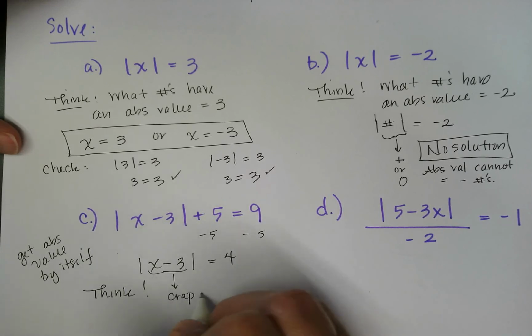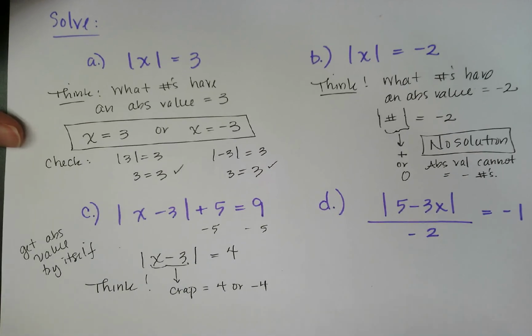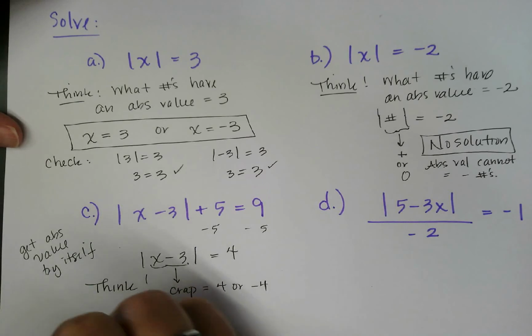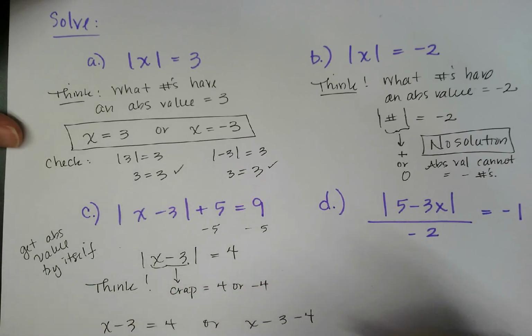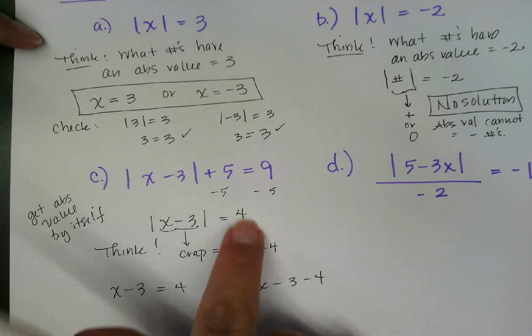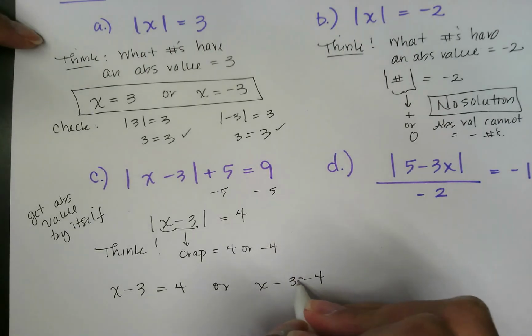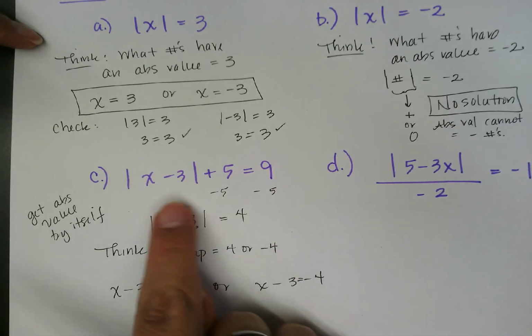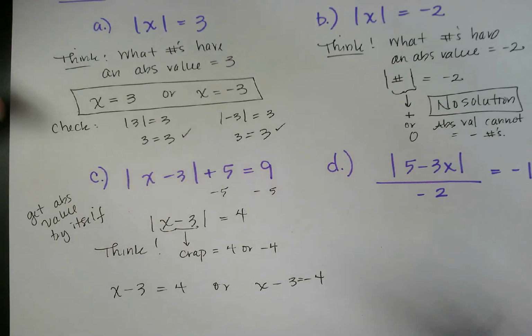So x minus 3 equals 4, or x minus 3 equals negative 4. You want the stuff on the inside to turn into a 4, because then it'll make a true statement, or you want the stuff on the inside to turn into a negative 4, because this will then be a true statement. So you got to get the absolute value by itself first, then you can think. So if I add 3, you get x equals 7. If I add 3, I get x equals negative 1.